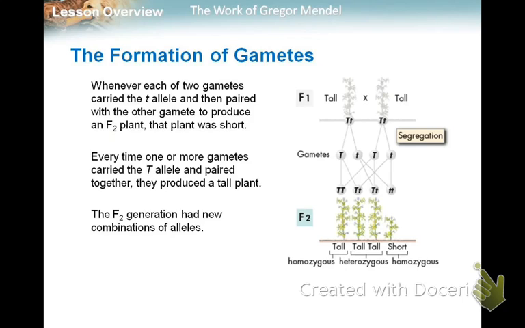So now we see all the possible combinations of these gametes in the offspring. If you look here, big T can go with big T. Big T can go with little t. The little t from the left-hand plant can go with the big T. Or the little t and the little t from each plant can go together. So these are new combinations of alleles in the F2 generation.